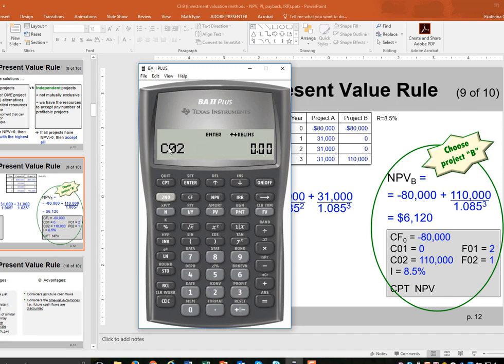Now, cash flow 02 means cash flow in the third year, right? Because cash flow 01 was essentially $0 twice in a row. So I press 110,000, enter, down. I leave the frequency at 1 because $110,000 is only once, right? I press the down arrow key. Then NPV, my discount rate is 8.5, 8.5, enter, down, compute.